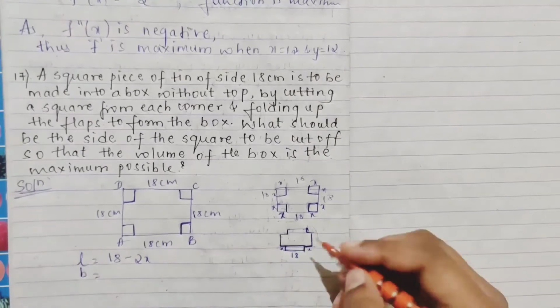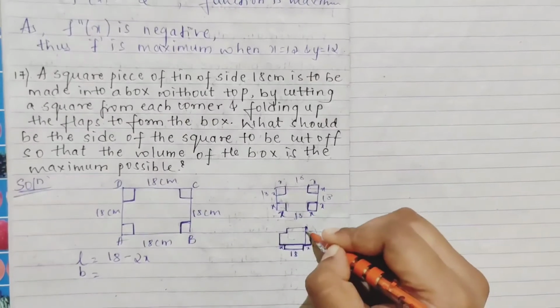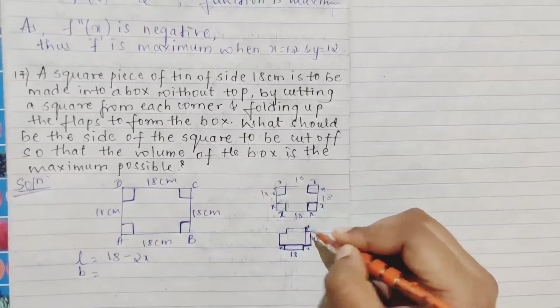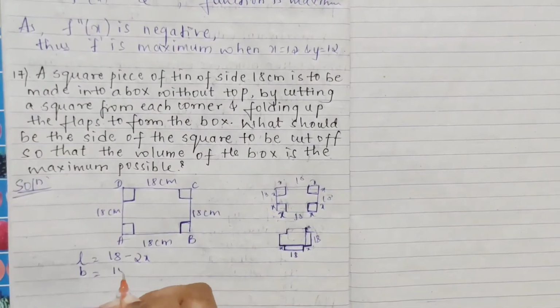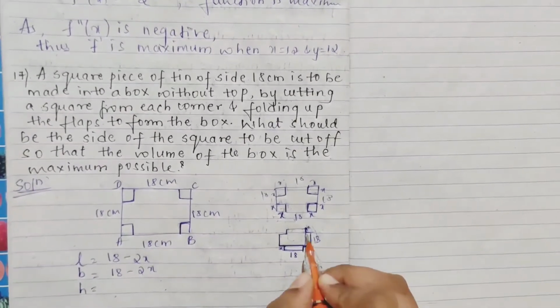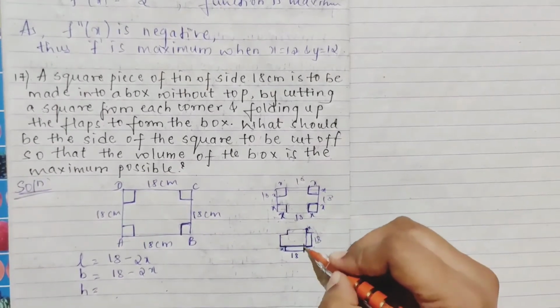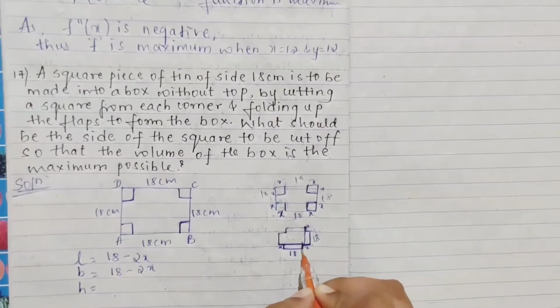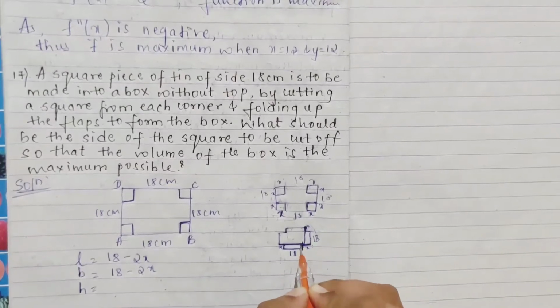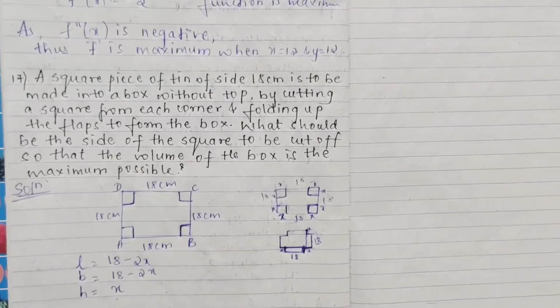Now comes your breadth. This is your breadth. Breadth also same, what you had, 18. Here also x. This dimension you have taken as x. This also x. So breadth also will be same, 18 minus 2x. Then comes height. Height is what? This only, right? This is the height. So what you have taken, the paper cutting, this is x, right? Obvious, see here also it is the same. So your height is x.